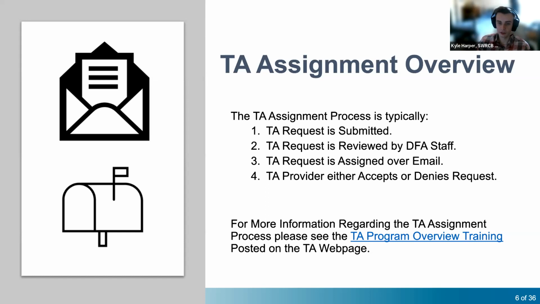And next, DFA staff usually reviews the TA request. Usually we will follow up with either the system, the Division of Drinking Water if it's a drinking water request, or the regional boards if it's a wastewater request. And the next step is the actual TA assignment. So normally we assign TA requests to TA providers over email. I will go over the actual email more in depth in the next slide, but we have a pretty standard email format we send for assignment emails. But an important step in this procedure is that the TA provider has to respond to the email and either accept or deny the TA request.